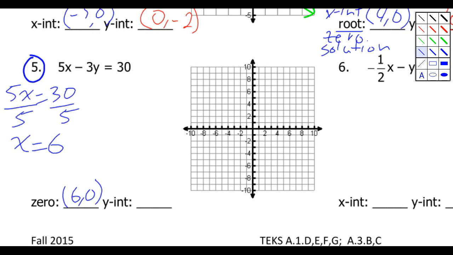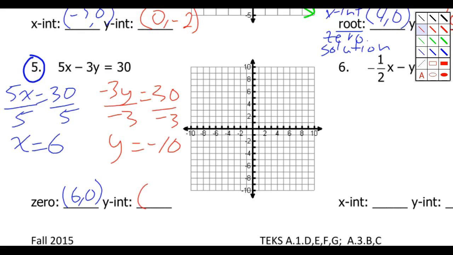Alright, so I get x equals 6, so 6, 0. For my second equation, I have negative 3y equals 30. Divide by negative 3. Y equals negative 10. So 0, negative 10.